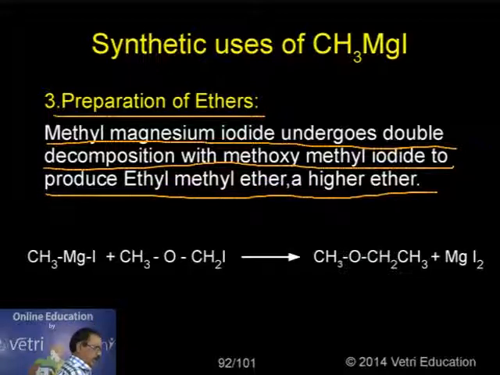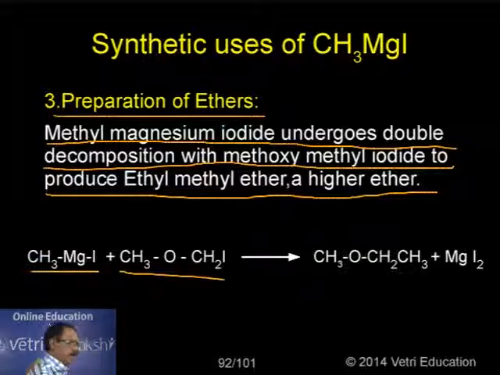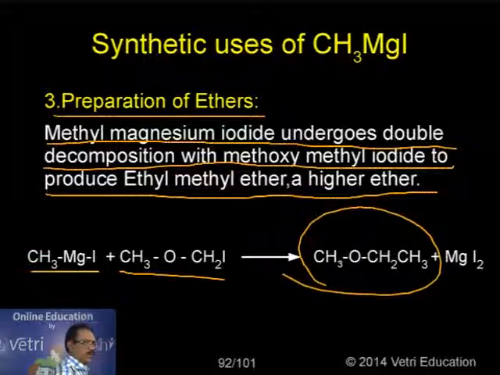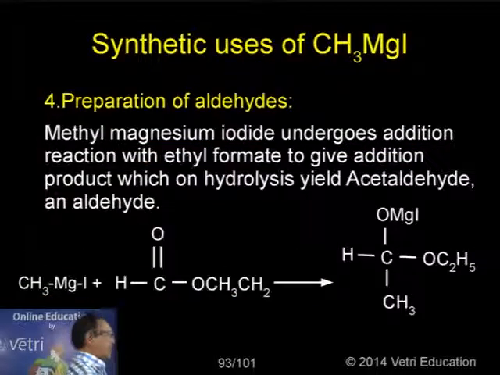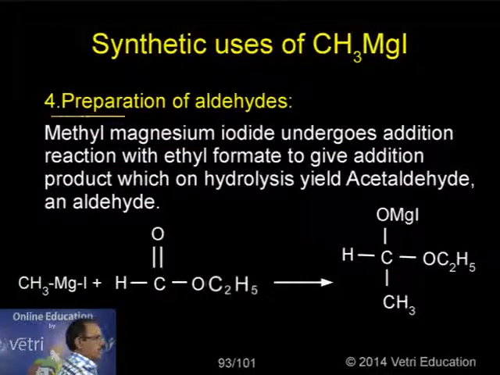So here, in this case, we are treating methyl magnesium iodide with methoxymethyl iodide to produce 1-methoxyethane, that is, ethyl methyl ether, and MgI2. This is the interesting information I want to record. Next, another important method, preparation of aldehyde.